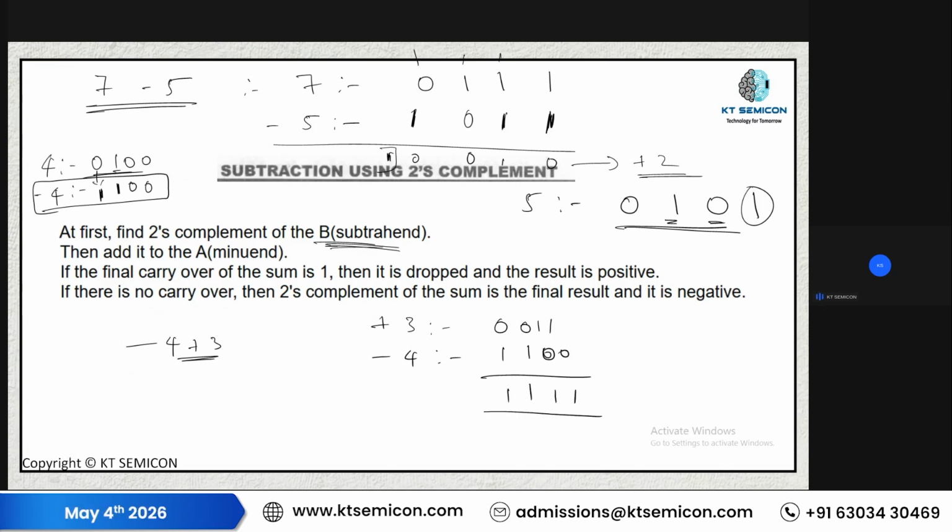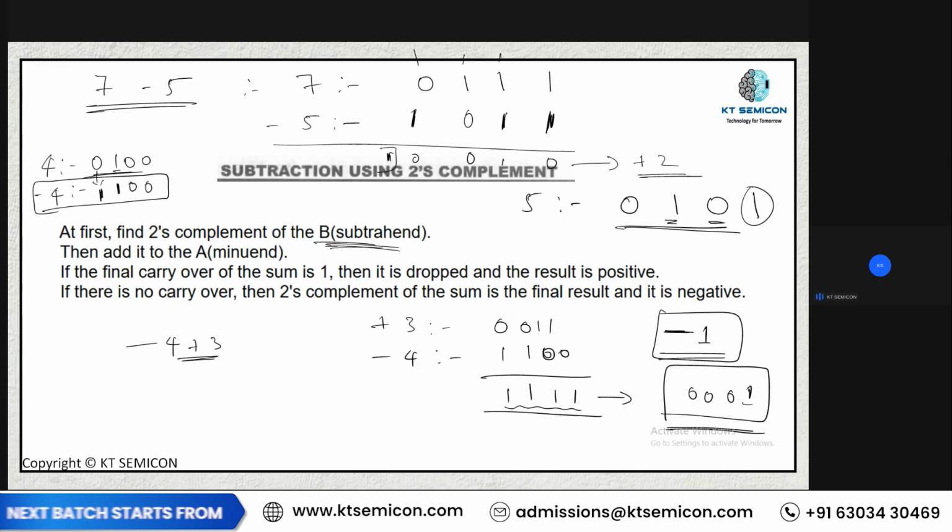And if you observe here, we are not getting any carry. So that means our resultant is a negative number. So what we are going to do is perform the 2's complement on this number as well. How do we perform the 2's complement? Again, we apply the 2's complement, that is nothing but 1 and 0, 0, 0. So it is nothing but 0001. Now, the number is a negative number, so we keep minus 1. So this is how we perform 2's complement on a given number.